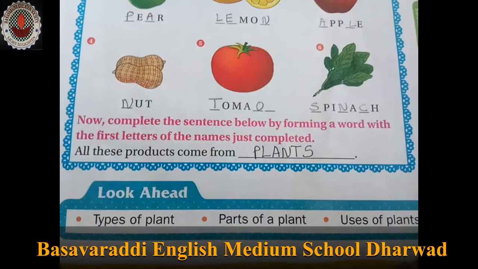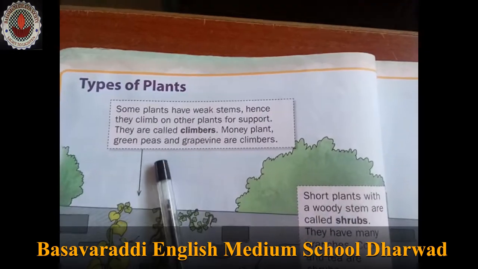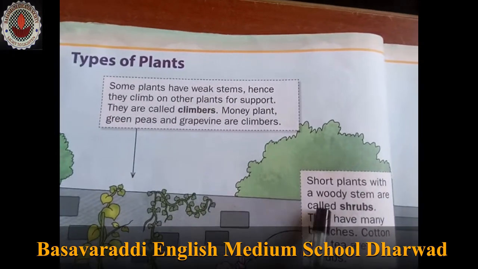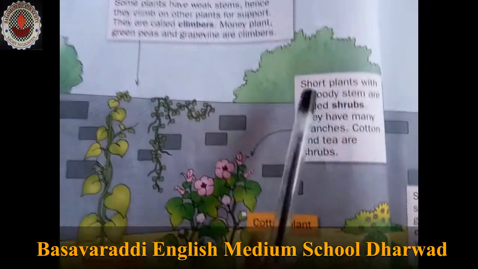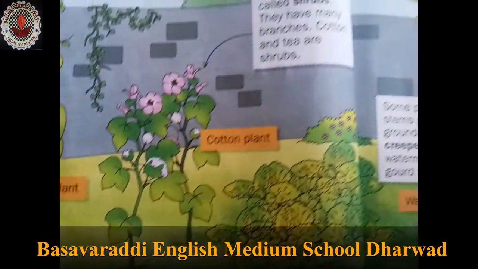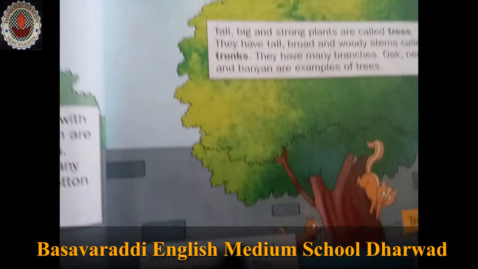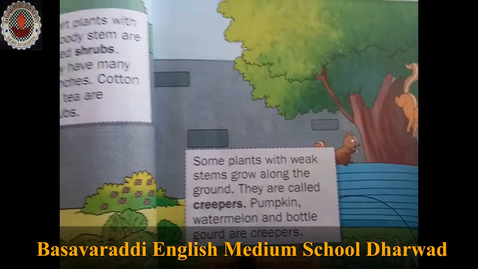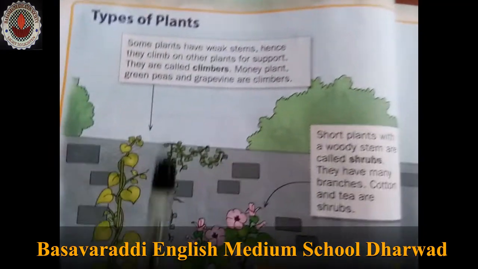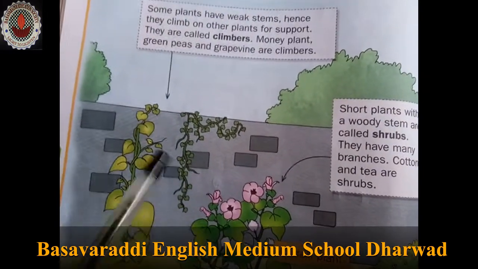Types of plants. Here there are 5 types of plants: clambers, shrubs, herbs, trees and creepers. The 5 types of plants are clambers, shrubs, herbs, trees and creepers.